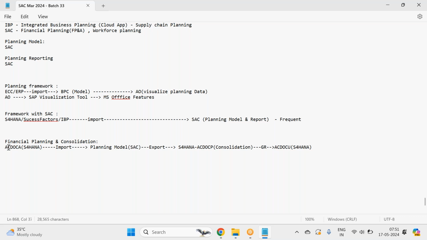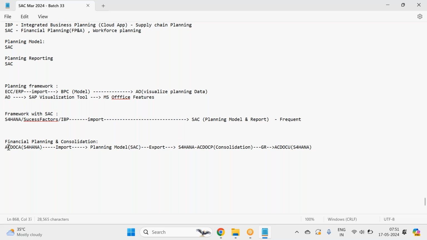You develop an end-to-end plan in SAC: forecast, budget, everything is done within SAP Analytics Cloud. Once your budgets or forecasts are ready for the next financial year, we export the data back to the S4 HANA system. We export it into the ACDOCP table, which is nothing but the planning table.